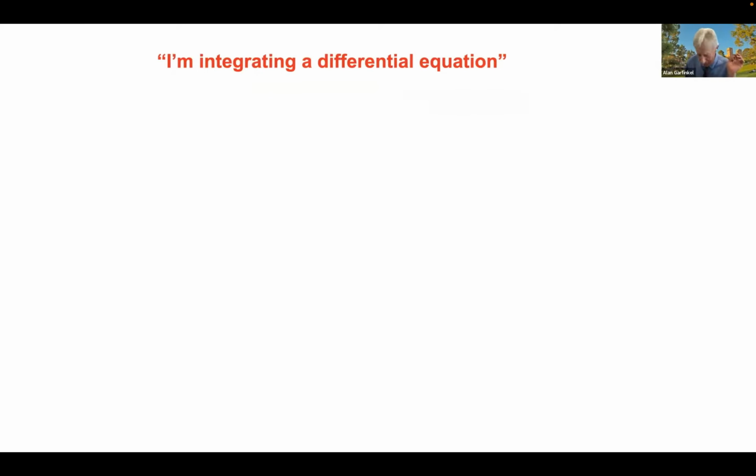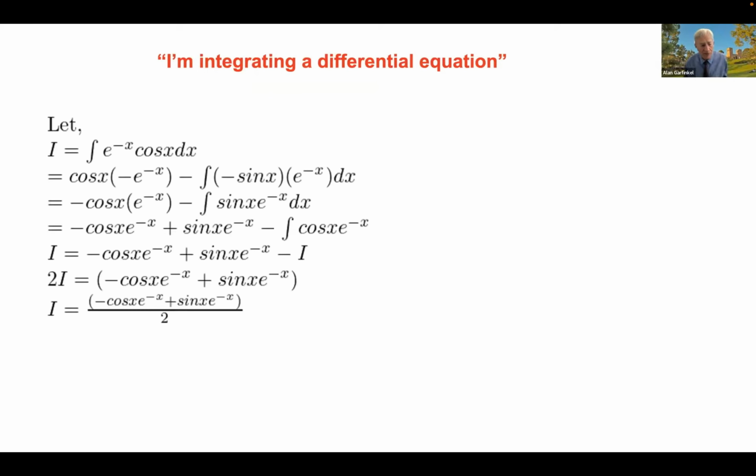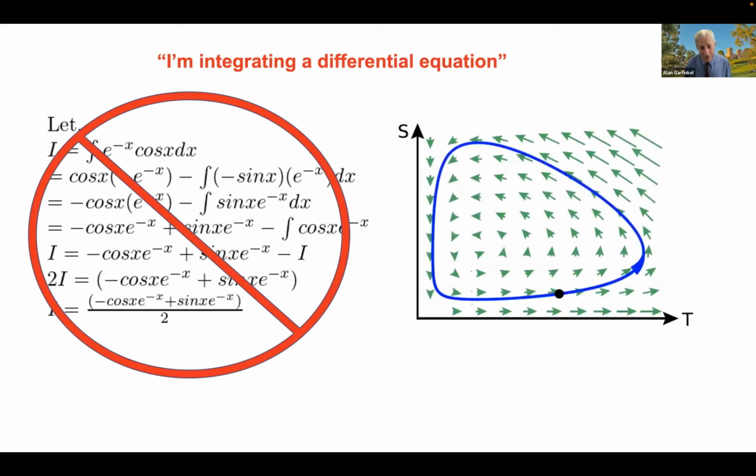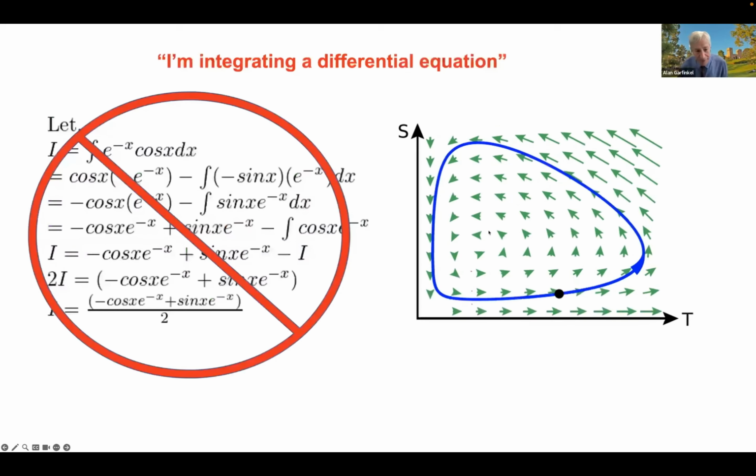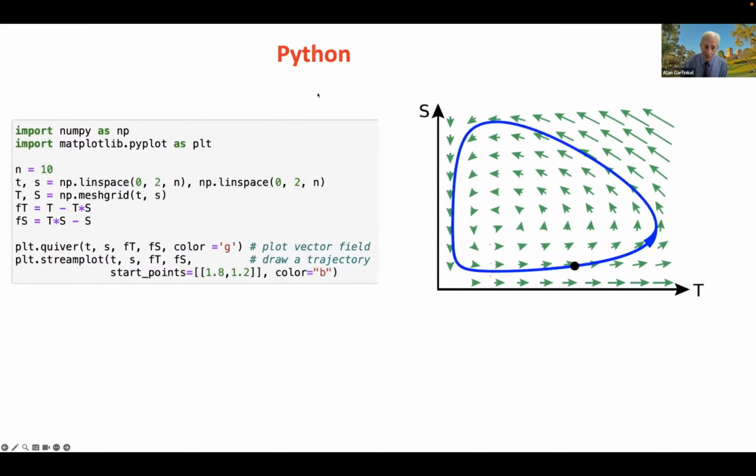So if I say to you, I'm integrating a differential equation, what picture comes to your mind? If it's that, then I think you have the wrong concept of what dynamics is. So I'm doing this, and you say, oh, Alan, what are you doing right now? And I say, oh, I'm integrating a differential equation. That's what integrating a differential equation is. Now, you don't want to do this by hand, so we teach a little bit of Python. This is less than 10 lines of code, and it generates this whole figure with the change arrows and the curve.